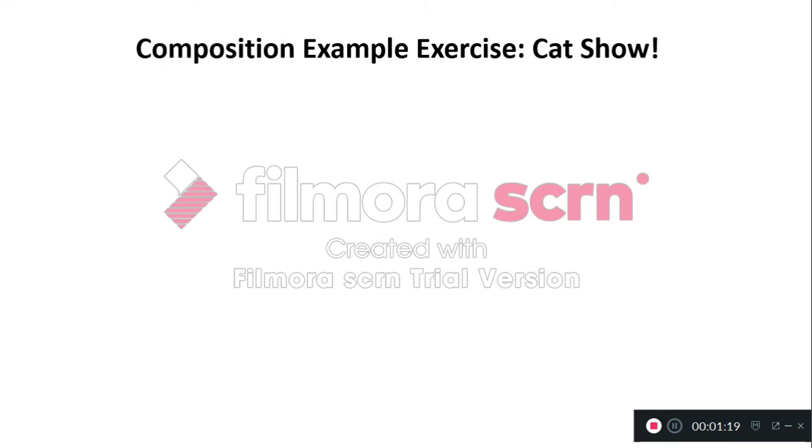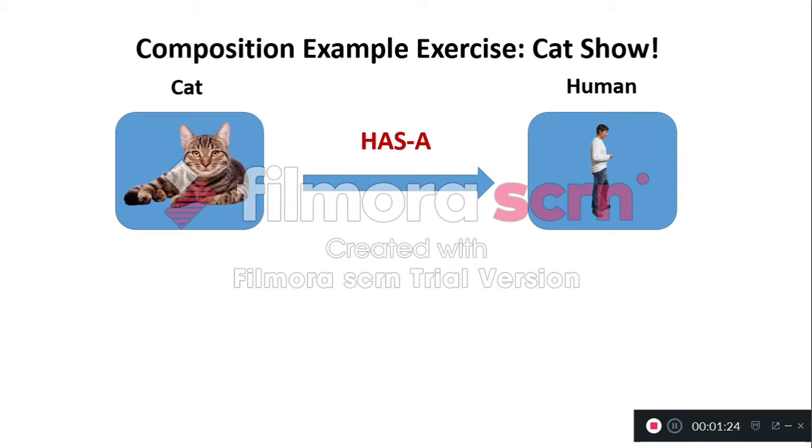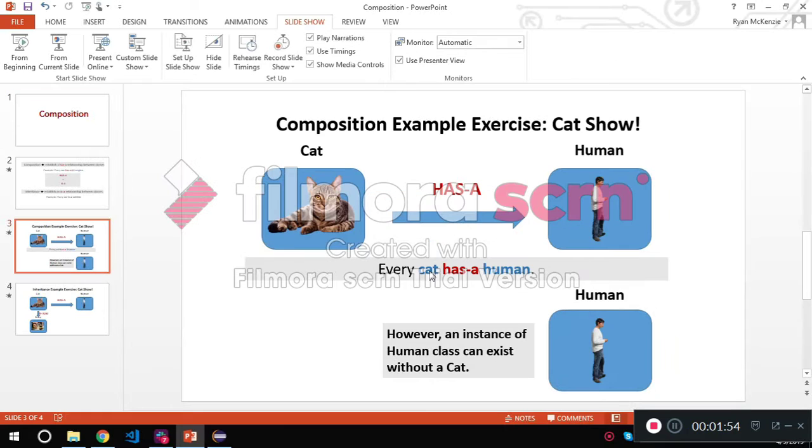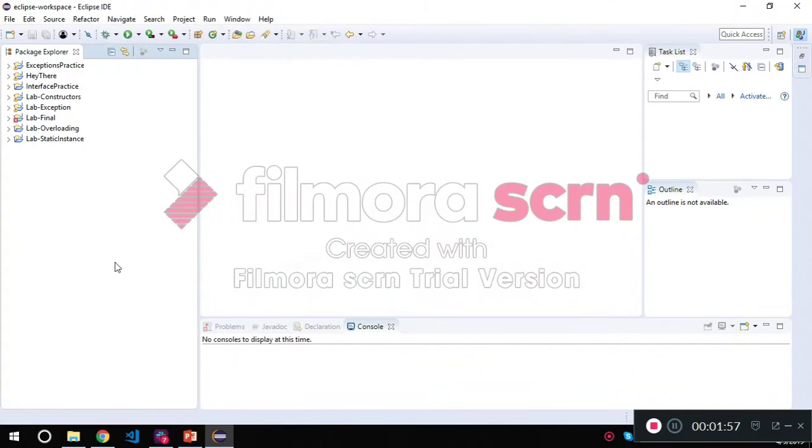For our example exercise on composition, we're going to be going to the cat show. Now at the cat show, every cat has a human. So when we go to our editor, every cat class will have an instance of the human class. We'll have two classes, cat class and human class, and cat will have a has-a relationship with human. Every cat at the cat show has a human. But it is important to note that an instance of the human class can exist without the cat class. Alright, so let's take this over to our editor.